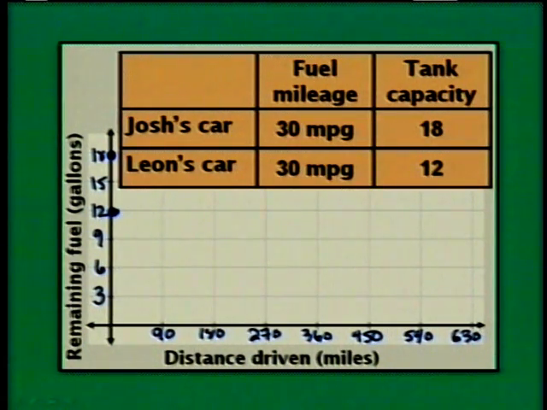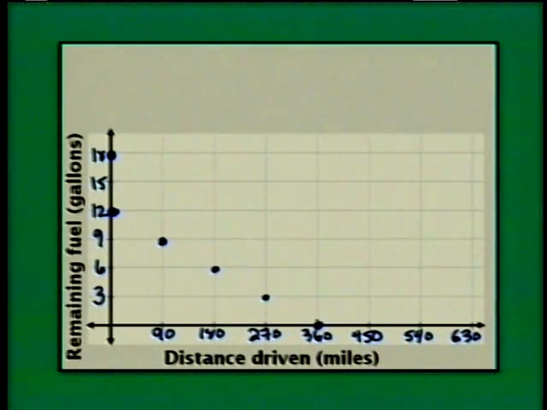So now I want to plot points. So when Leon drives 90 miles, he's going to use 3 gallons of gas. The next point on the graph representing Leon's car is going to be (180, 6 gallons used). He drives another 90 miles, he uses 3 gallons of gas. He drives another 90 miles, he uses 3 gallons of gas. He drives another 90 miles, he's out of gas. Let's give ourselves a little bit of room so that we can think about Josh. First of all, let me connect the points, which represents the line representing Leon's car.